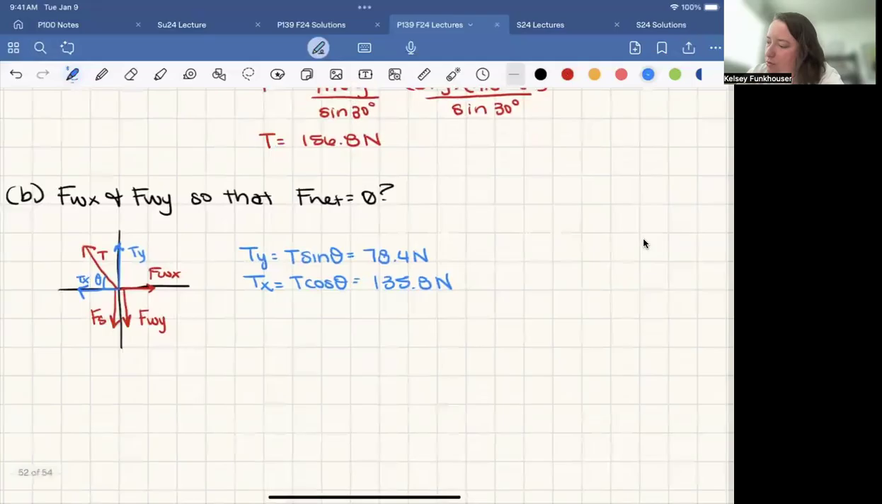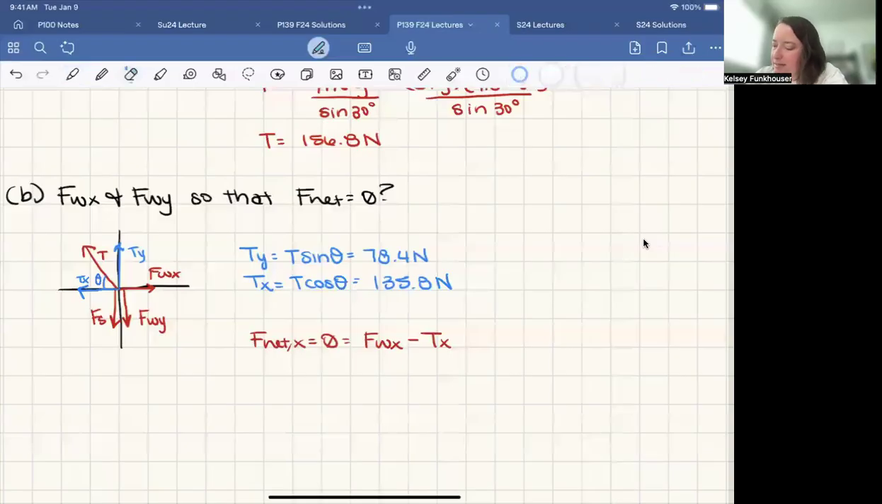So let's do our force equations. F net X equals 0, and that equals the X component of the wall force minus the X component of the tension, and those are the only forces in X. So we see that the force in the X direction on the pole from the wall is just equal to the X component of the tension force, which we just calculated is 135.8 newtons. So that's the X component. Let's see about the Y component.